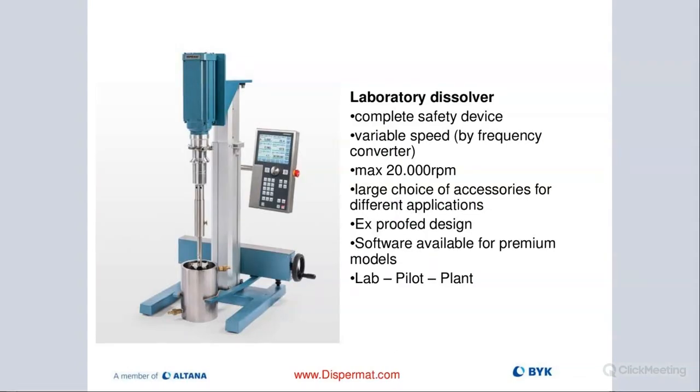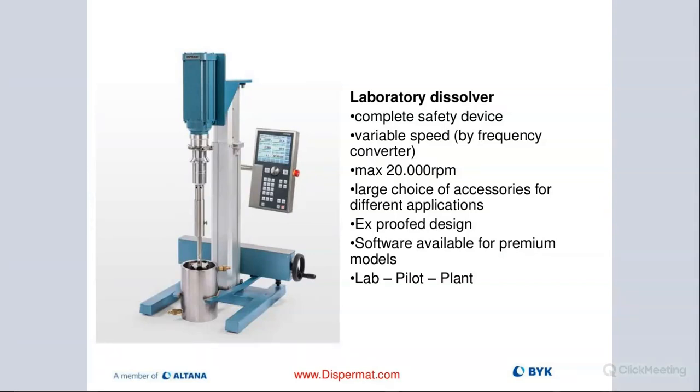So with that, this is just an example of a lab scale Dispermat. It's shown here as a dissolver. Again, giving you all the different capabilities to upgrade to a media mill on the same machine.